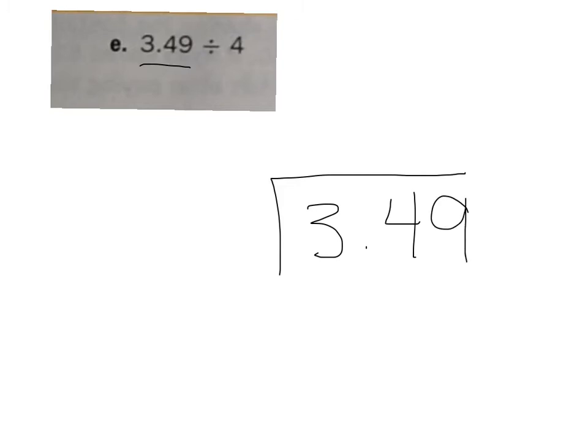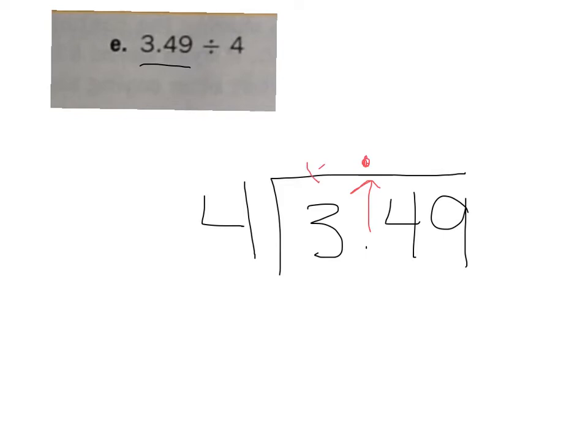This is letter E. Remember when I stated that whatever number comes first, that's going to be inside our dividing sign. So 3.49 is going to be on the inside, and my 4 is going to be on the outside. Again, that is the case for these problems in this chapter. Our first step whenever we divide decimals is to bring our decimal point straight up into our answer. Once we do that, we can simply now divide.